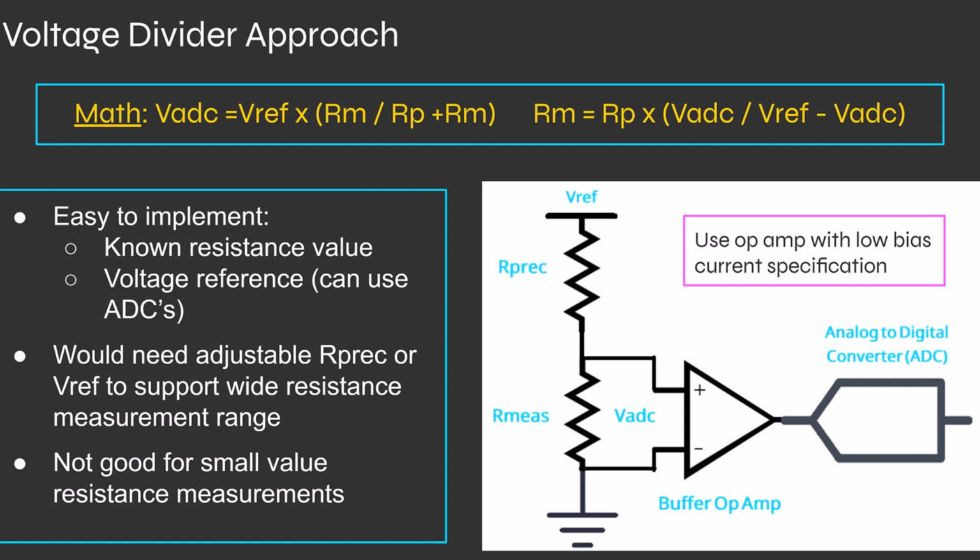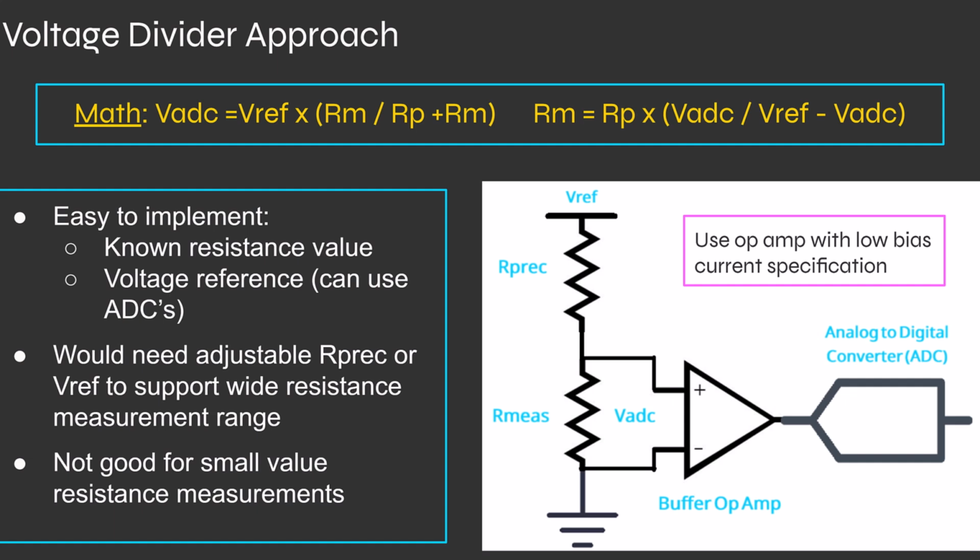The reason we want the buffer op amp before the analog to digital converter is because by nature, op amps have a differential input. And so we want to make sure we're connecting two different leads across the unknown resistance, measuring just the resistance we want to measure, and not signal paths to ground or anything like that. So that's one of the reasons we have the buffer amp.